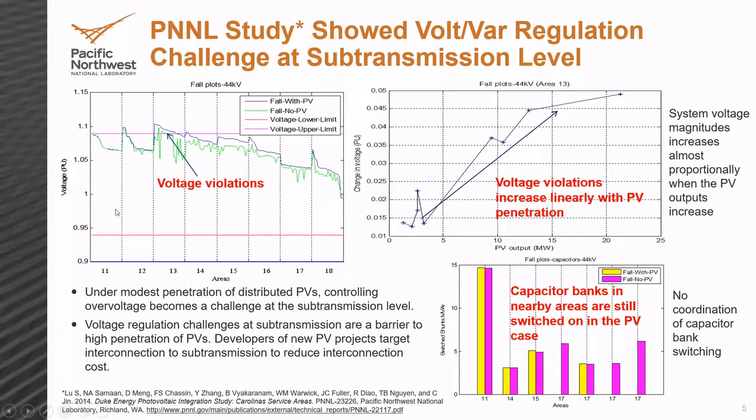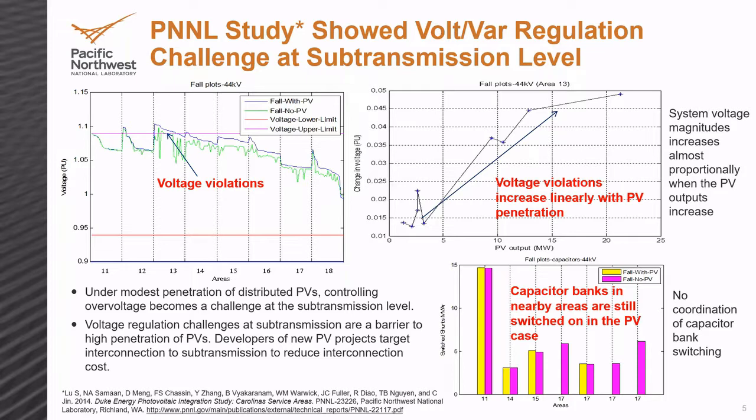So maybe each bracket here, or each column, represents about 25 substations, and the blue line is voltage with PV, the green is voltage without PV. As we can see, with moderate penetration of PV in this scenario, the voltage going from green to blue is getting higher. The lines above and below here are the acceptable limits.